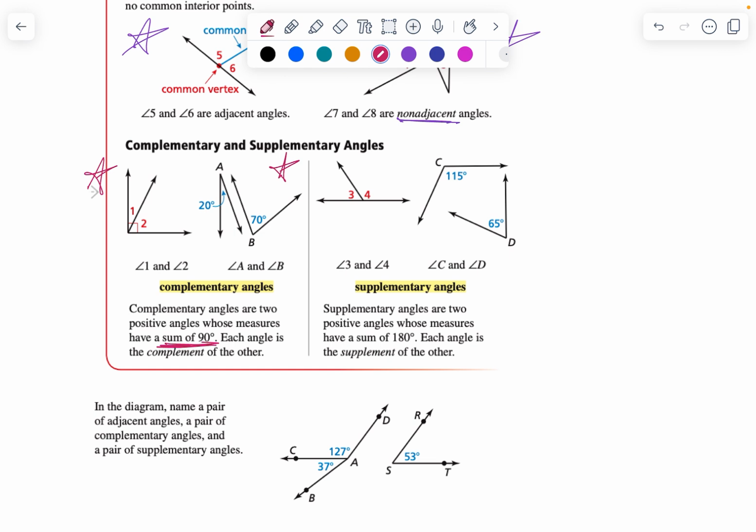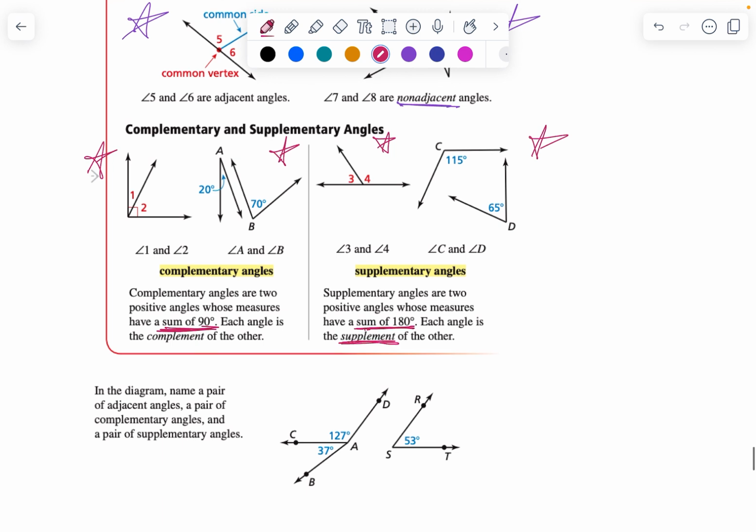And then supplementary angles have a sum of 180. And so we can see here angles 3 and 4, like yesterday, make that straight line. And together they equal 180. But also over here, if we add the measures of those two angles together, it also equals 180.